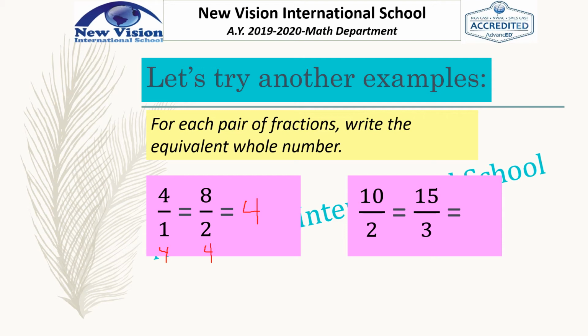Next, we have here 10/2, okay, and 15/3. Okay, so what is the equivalent whole number for these two fractions? So first, you're going to divide the numerator by its denominator. So we have here 10 divided by 2, which is equal to 5, and 15 divided by 3 is equal to 5 also, thus giving us the answer of 5 as their equivalent whole number. Is it easy? Very easy. Good job.